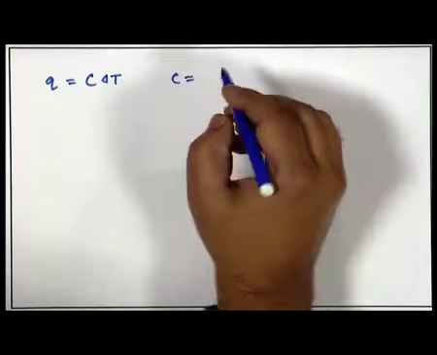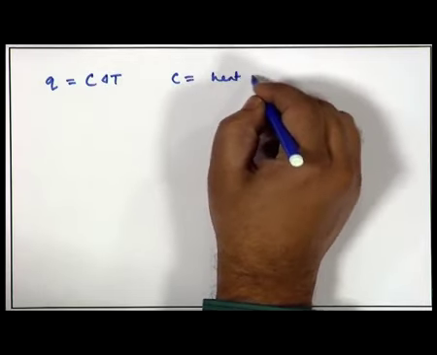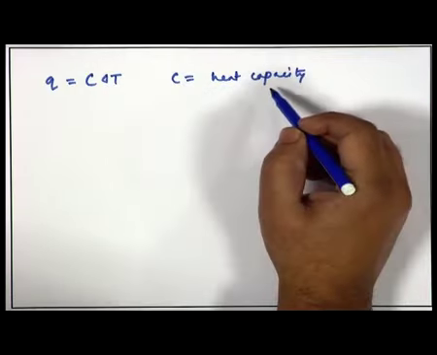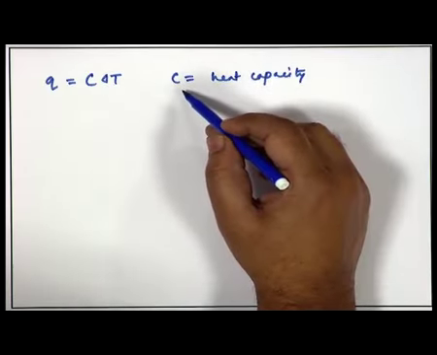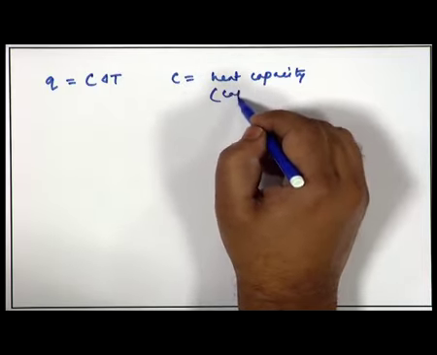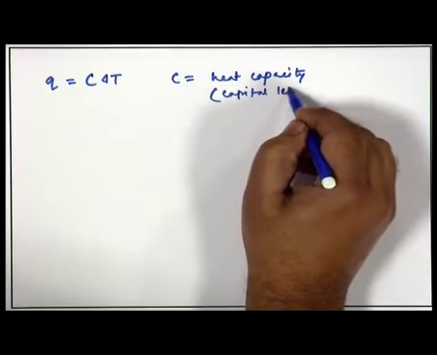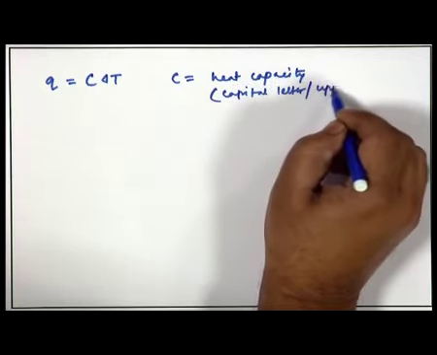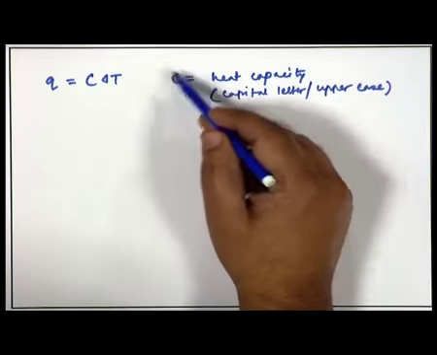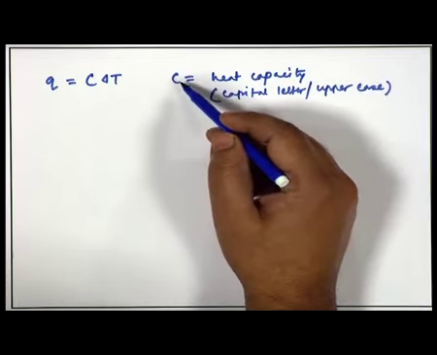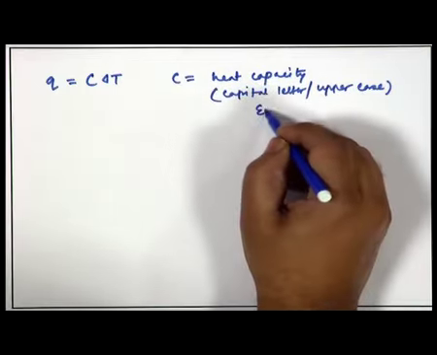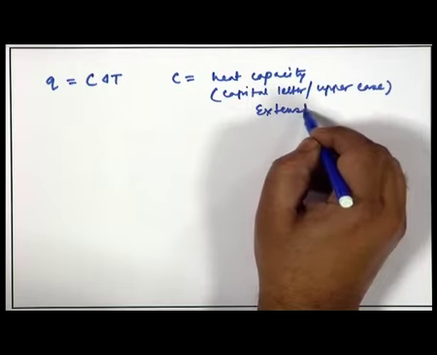This C is called the heat capacity of the substance we are talking about. Remember, this C is a capital letter or uppercase, whatever you call. That is for the entire substance. Obviously, if you have more substance, this value will go up. So, this is an extensive quantity.